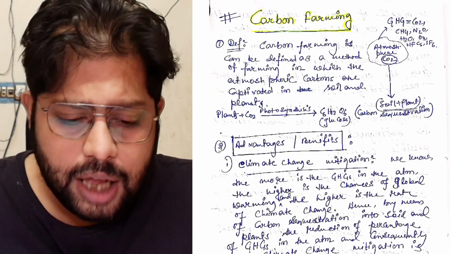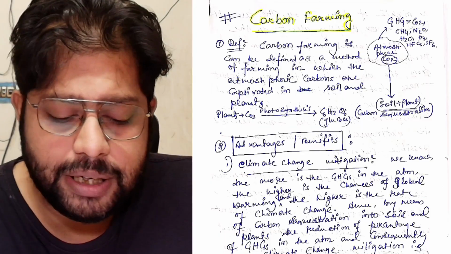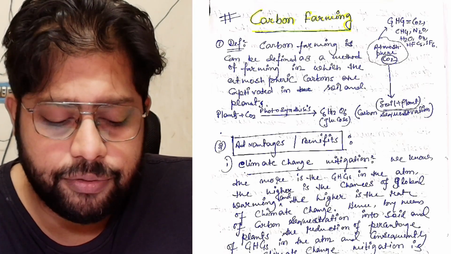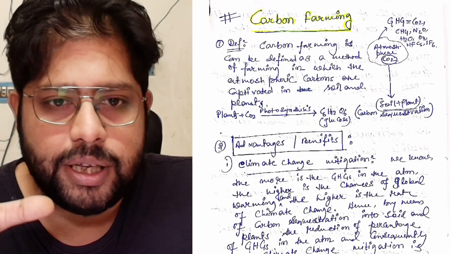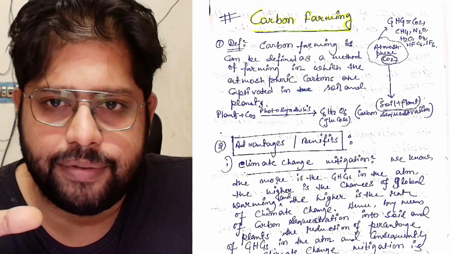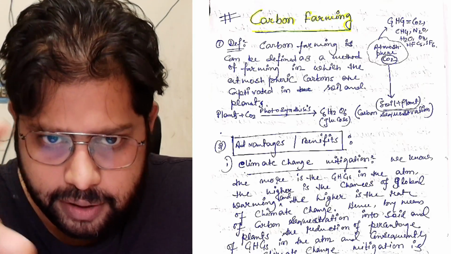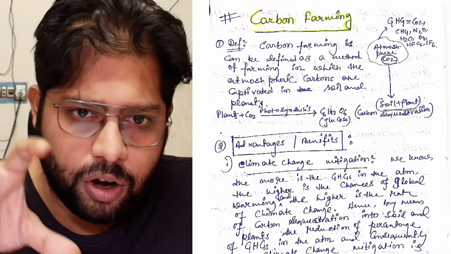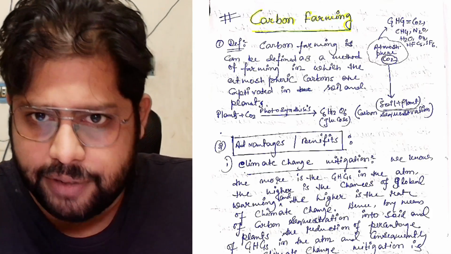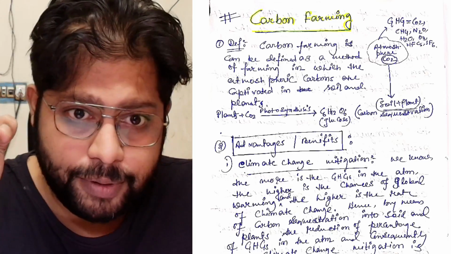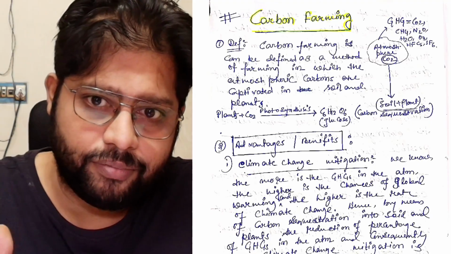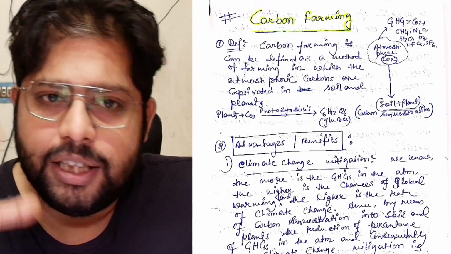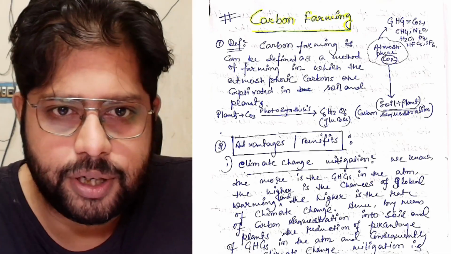Look, the basic definition says that carbon farming can be defined as a method of farming in which atmospheric carbon is captured in soil and plants. Okay, so the basic objective of carbon farming is to capture the carbon which is already moving in the atmosphere. Now we have to capture it from that atmosphere into the soil and plants. This process is basically called carbon sequestration.